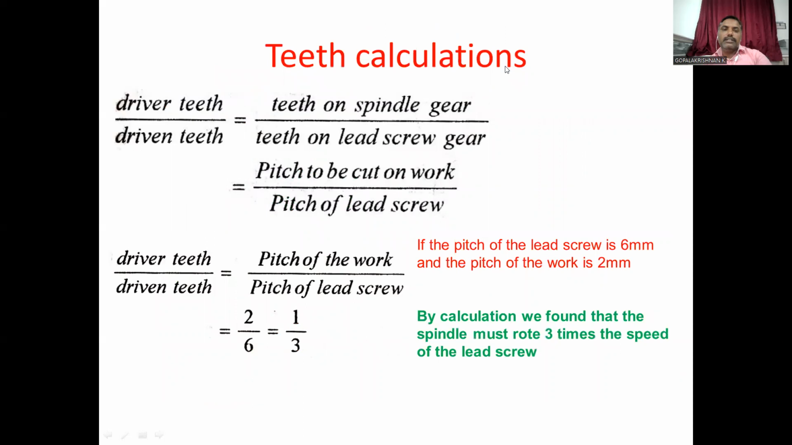In the teeth calculation formula, driver teeth divided by driven teeth equals teeth on spindle gear divided by teeth on lead screw gear, which is equal to pitch to be cut on the work divided by pitch of lead screw. Driver teeth divided by driven teeth equals pitch of the work divided by pitch of the lead screw.